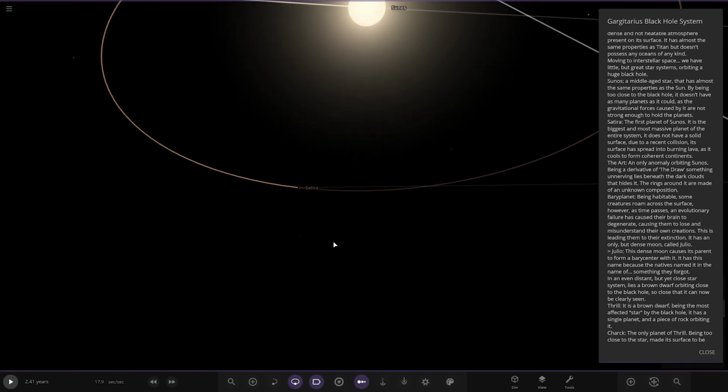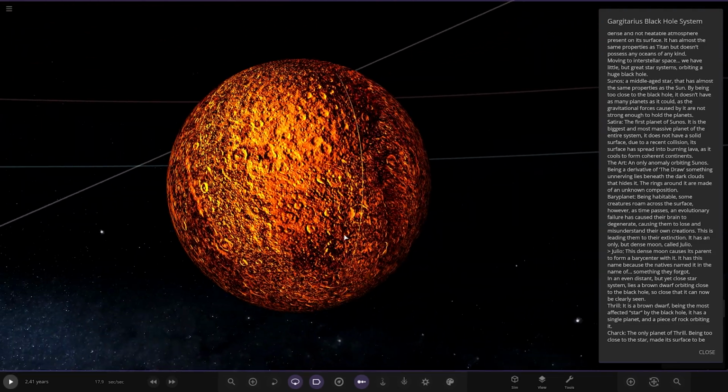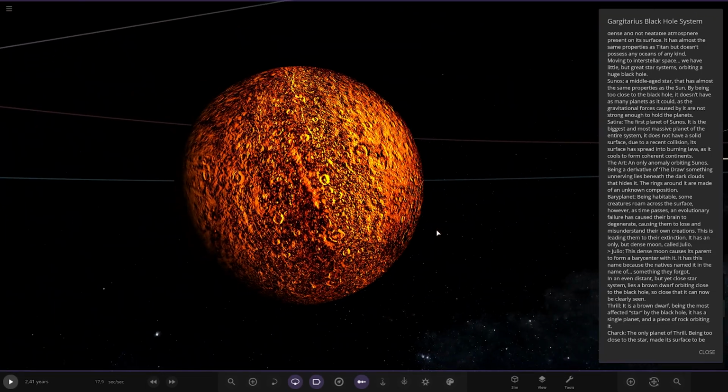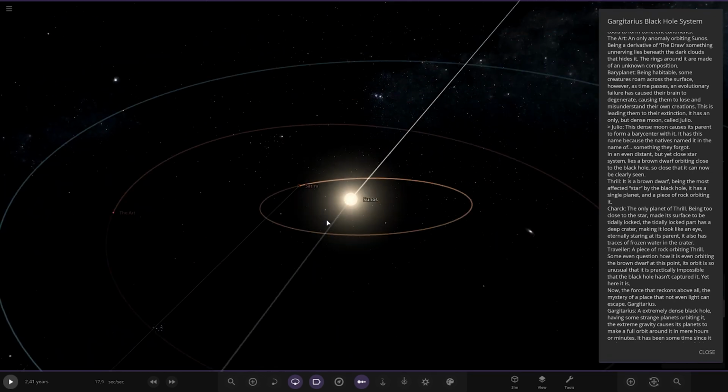So, the first planet here, Sateria. The first... I do like that. That looks pretty awesome. That's a very cool looking surface. Cool. So the first planet is the biggest and most massive planet of the entire system. It does not have a solid surface due to a recent collision. Its surface has been turned into burning lava as it cools to form coherent continents. That's cool. I really do like the way that looks.